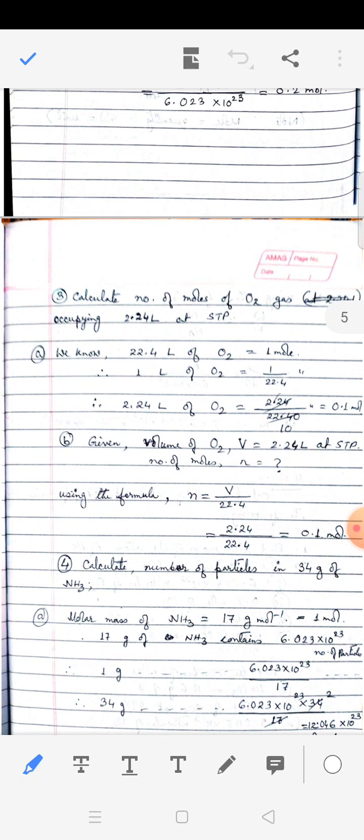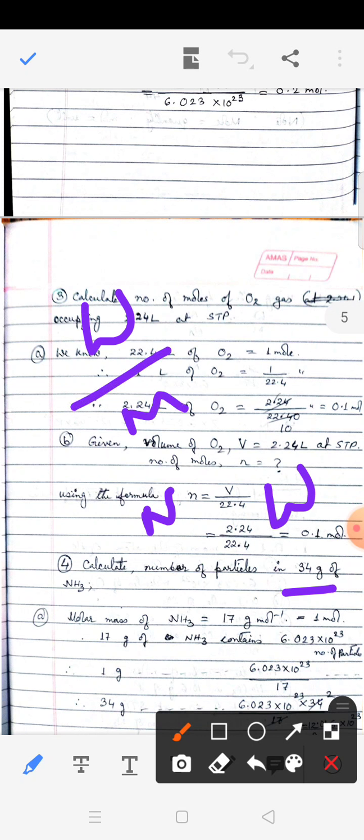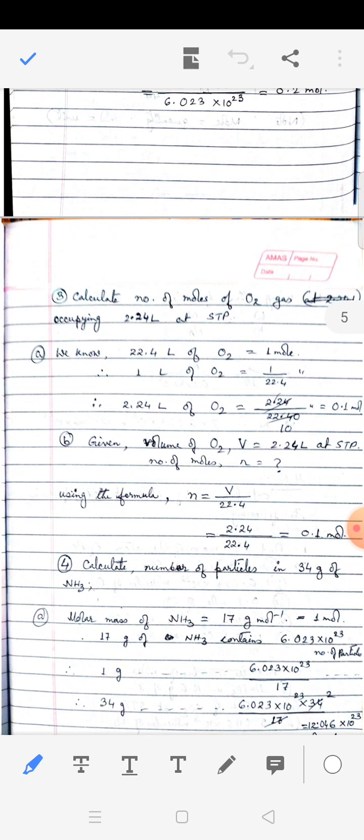Now sometimes we may not ask you to calculate the number of moles, we may ask you to find out anything else. Say number of particles in 34 gram of ammonia. So here I have to calculate N and I have been given W. So which correlation I have to take? I have to take W by M equal to N by Na if I want to use the formula, or if I want to use the statement, then also we can do.